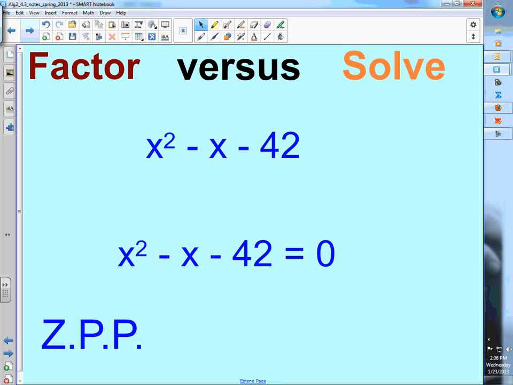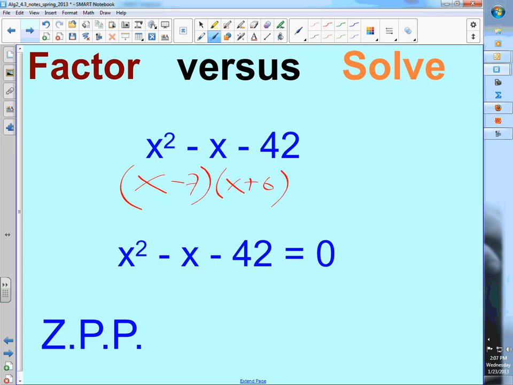So factoring versus solving. Big issue here. Can you solve this? No. Why not? There's no equals, there's nothing to solve. But can you factor it? Yeah, absolutely. How's it factor? X minus 7, x plus 6. Okay, can we solve this? Yes. How we solve it is we want to make sure we're set to 0, then you factor. But it's equal to 0.